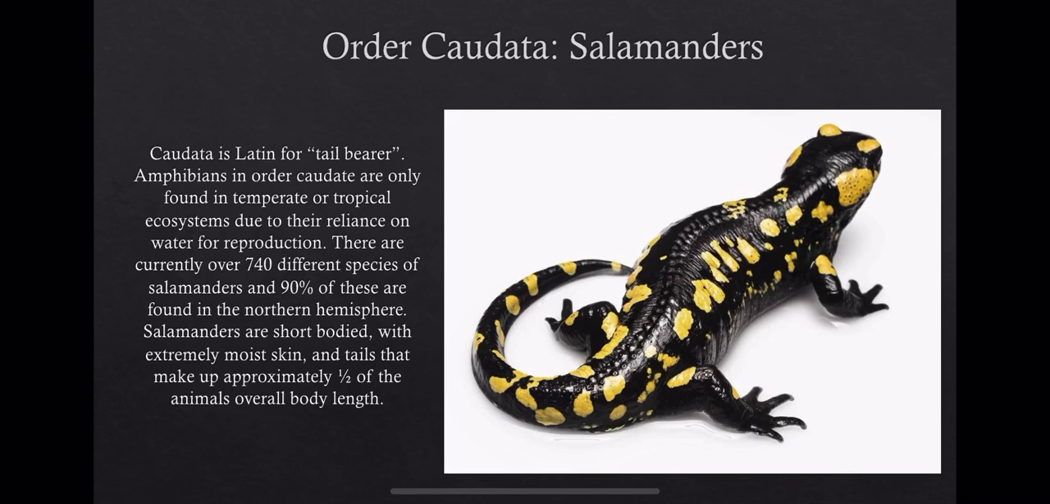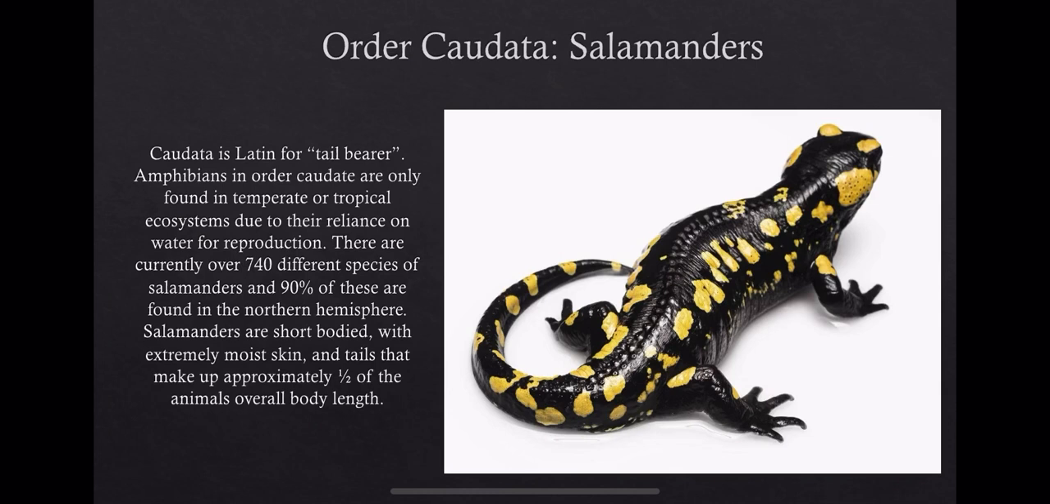So these are our Caudata, the salamanders and newts. And real quick, difference between salamanders and newts. All newts are salamanders, but not all salamanders are newts. And the big difference has to do with the smoothness of the skin and its need for water to some extent. So Caudata is Latin for tail bearer because all salamanders have tails.